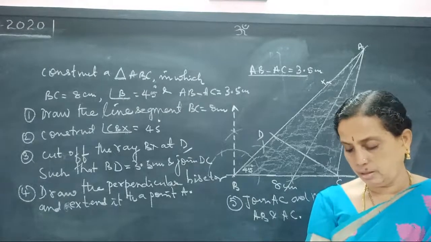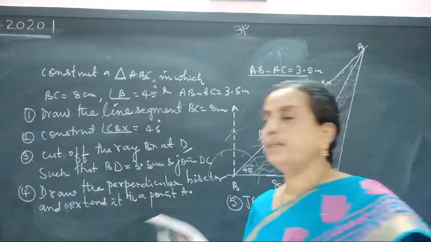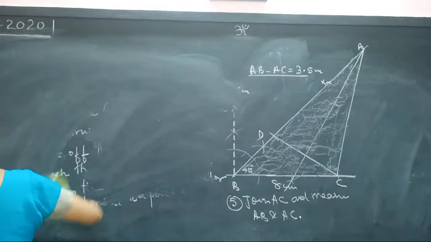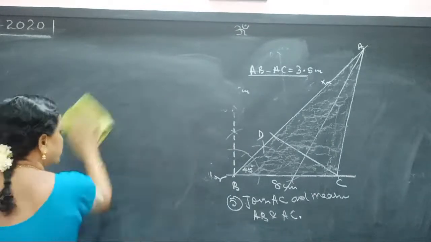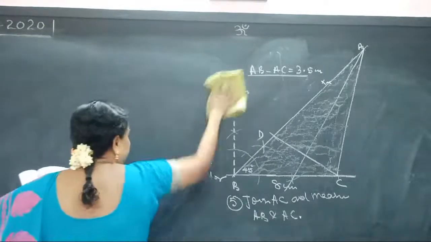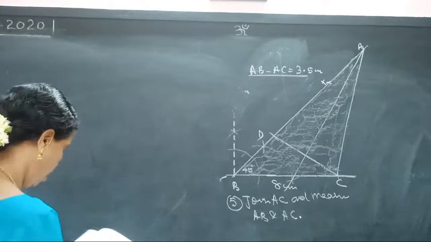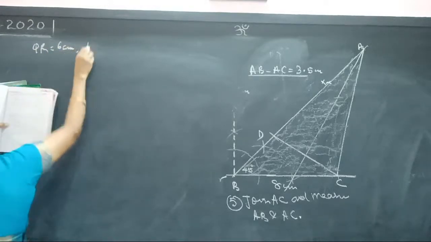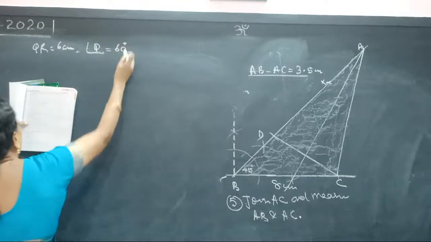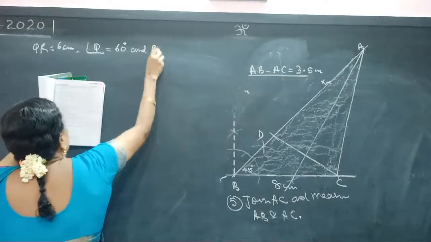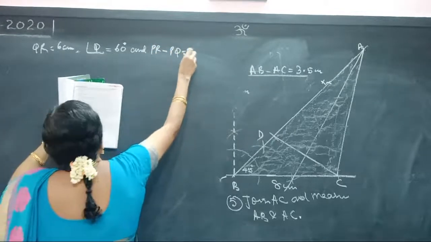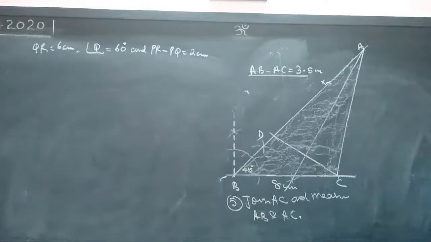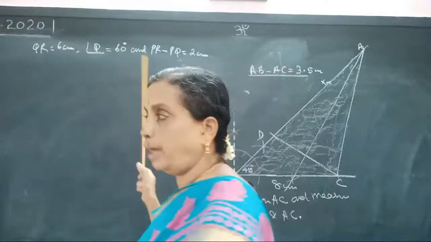Construct a triangle PQR in which QR equals 6 centimeter, angle Q equals 60 degree, and PR minus PQ equals 2 centimeter. It is not PQ minus PR, it is PR minus PQ, right minus left.